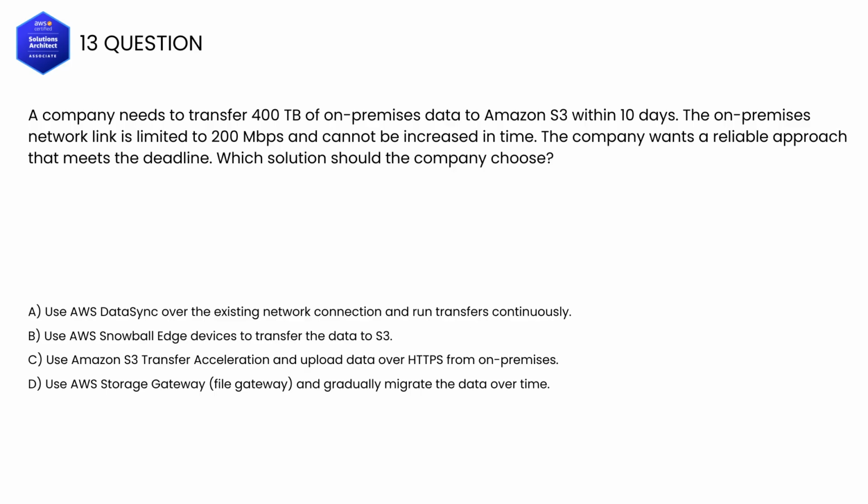A company needs to transfer 400 terabytes of on-premise data to Amazon S3 within 10 days. The on-premise network link is limited to 200 Mbps and cannot be increased in time. The company wants a reliable approach that meets the deadline. Which solution should the company choose?